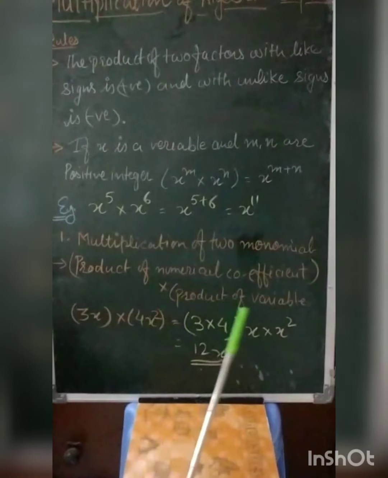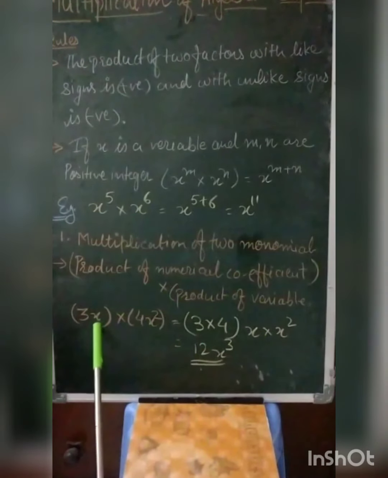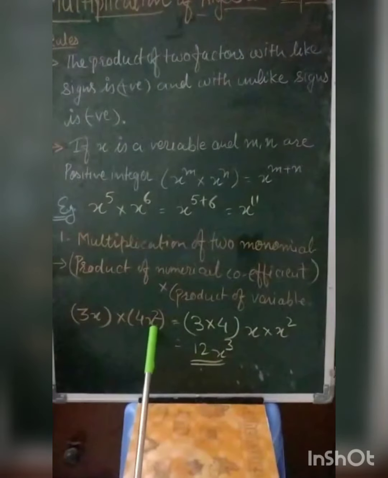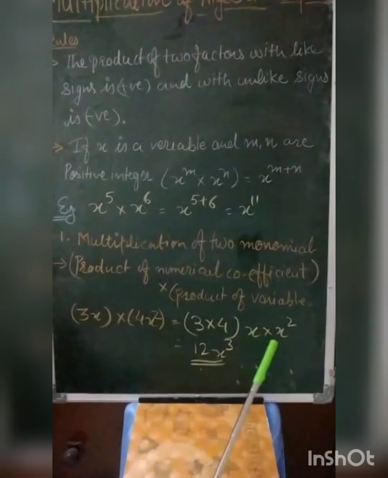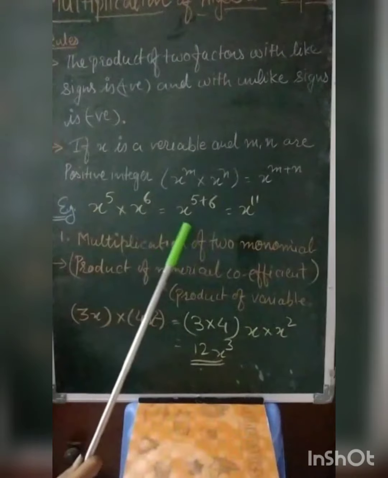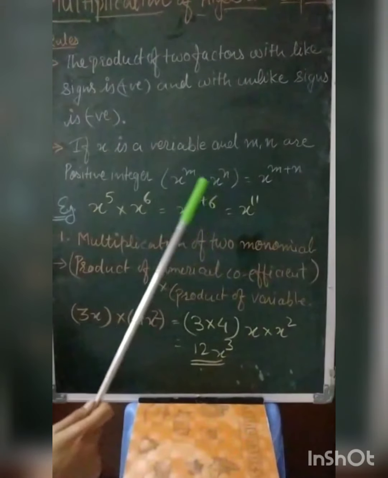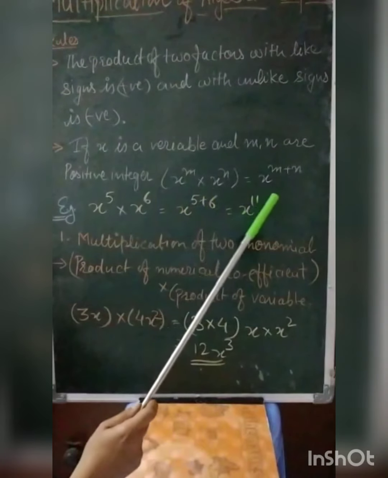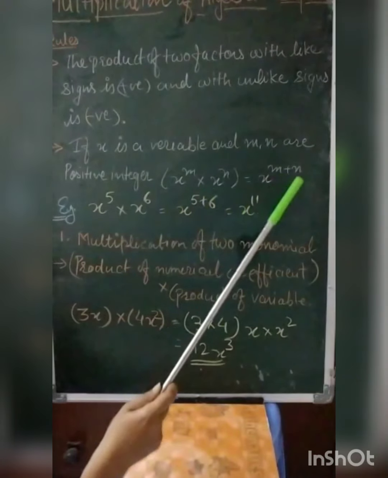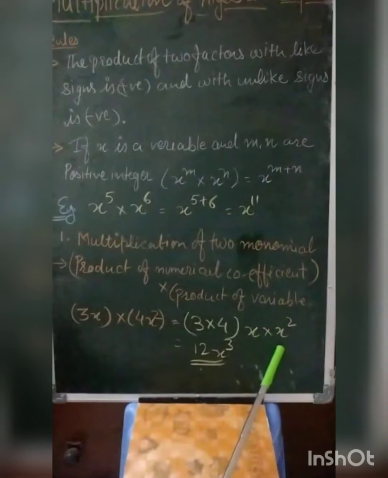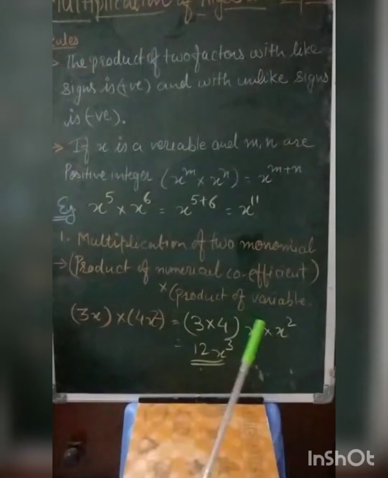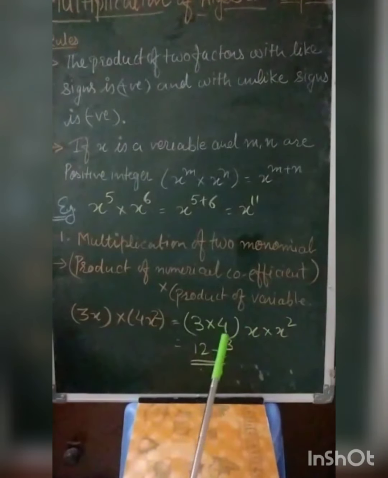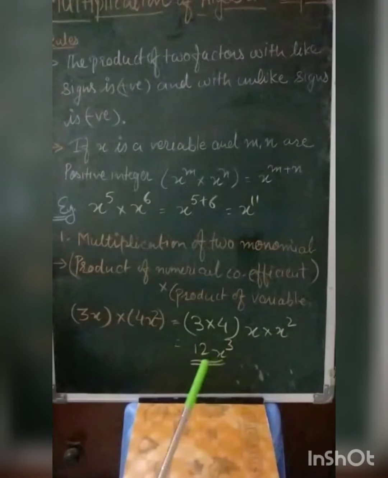Another one will be the product of variables. So here we have two variables, that is x and x square. So we will write x and x square. As we have seen, when we are doing the multiplication of variables and the bases are equal, then it will be addition of the powers. So it will be x raised to 1 plus 2, so it will be x raised to 3. So our answer is 12x raised to 3, or 12x cube.